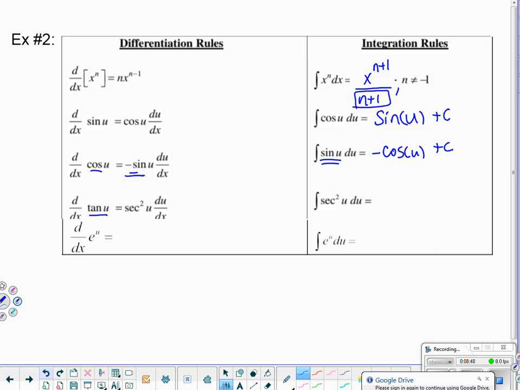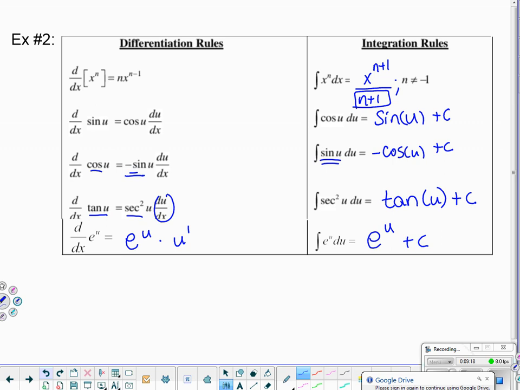The derivative of tangent is secant squared, so the integral of secant squared is tangent of u plus c. The derivative of e to the u is e to the u times u prime. They've been writing u prime as du dx all the way along here. That's fine, but we could write it as u prime if we wanted. The integral of e to the u then is e to the u. It is itself. It's both its derivative and its antiderivative.